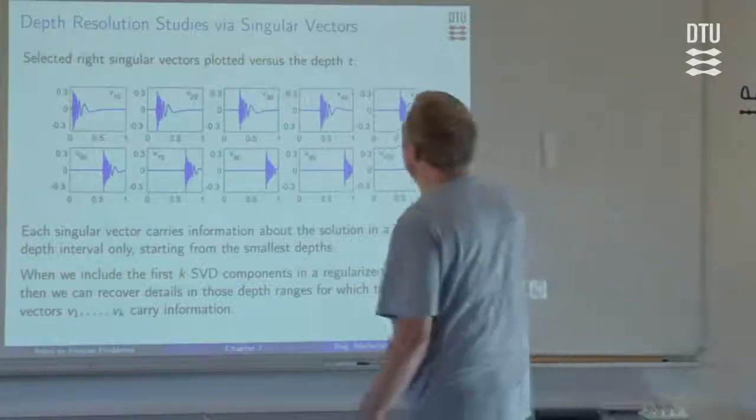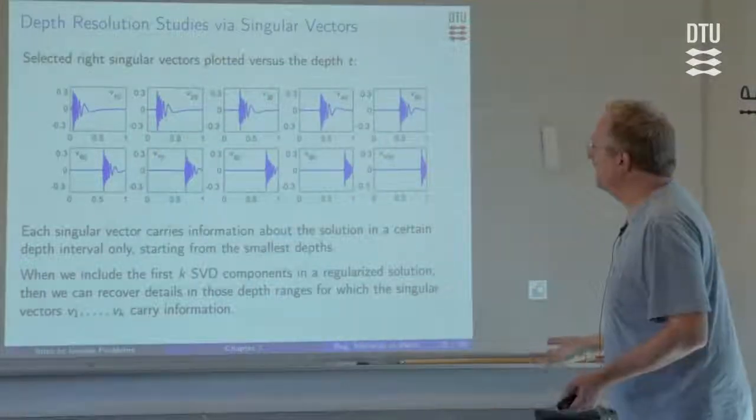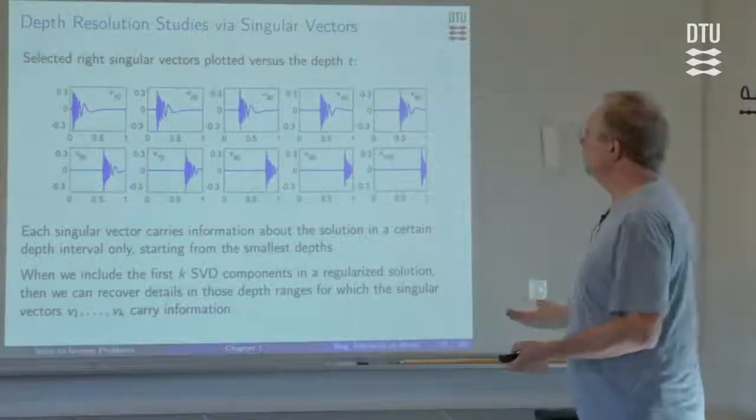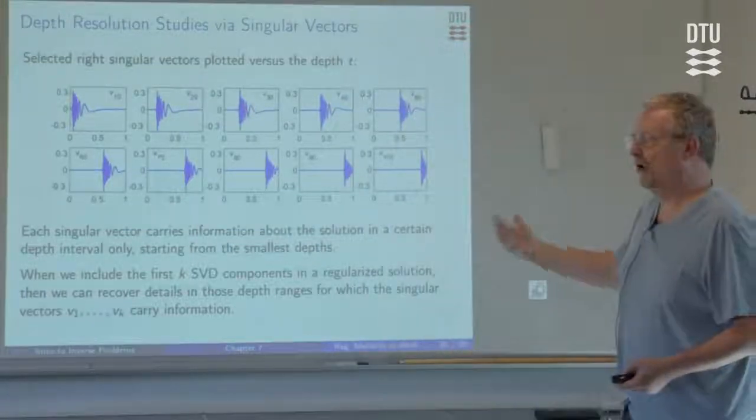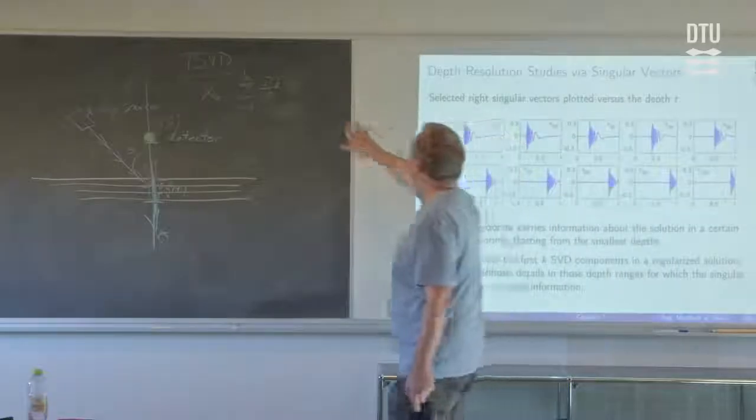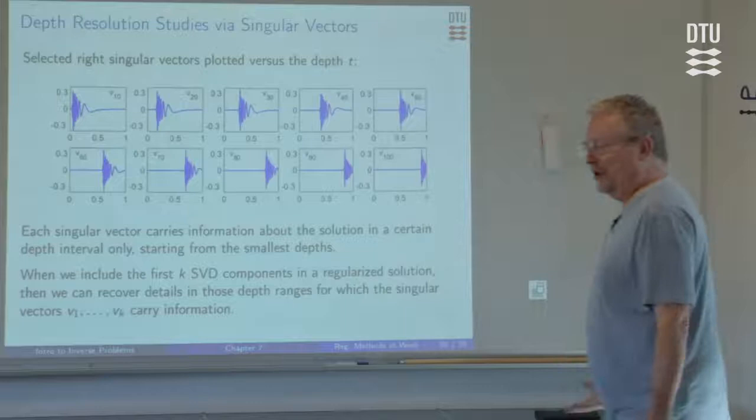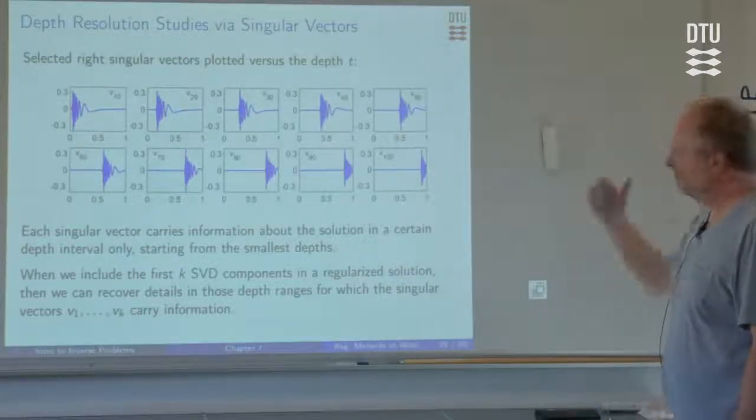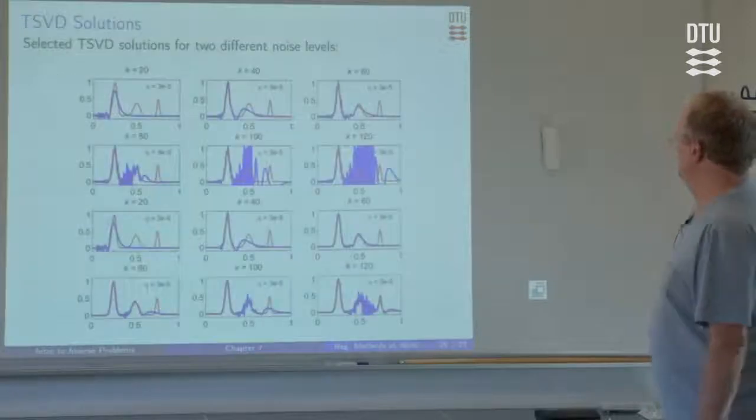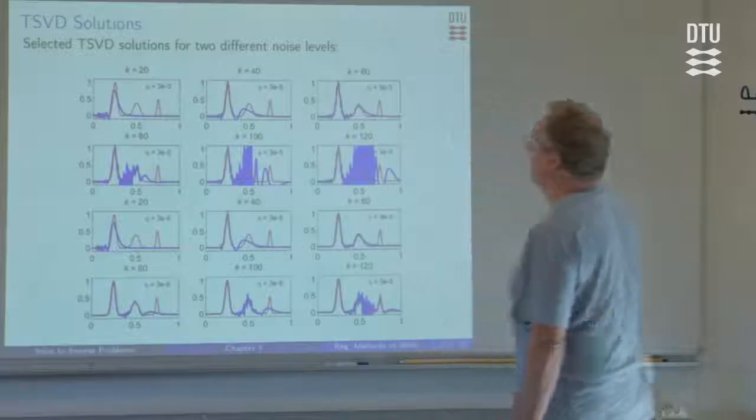if we make a sum of, say, the first 20 SVD components, there's no way that we can reconstruct anything in essentially the right part of the interval, because all the V vectors that we're summing have zeros in that part. Okay? So with a small number of SVD components, we can just not look deep into the ground. We can only see the surface layers. And sure enough, that's of course precisely what we see in this plot here.